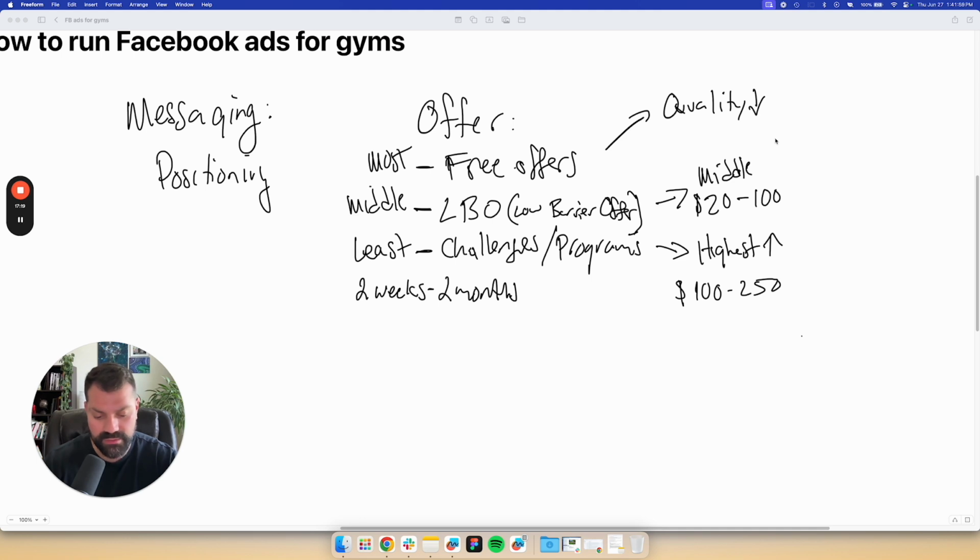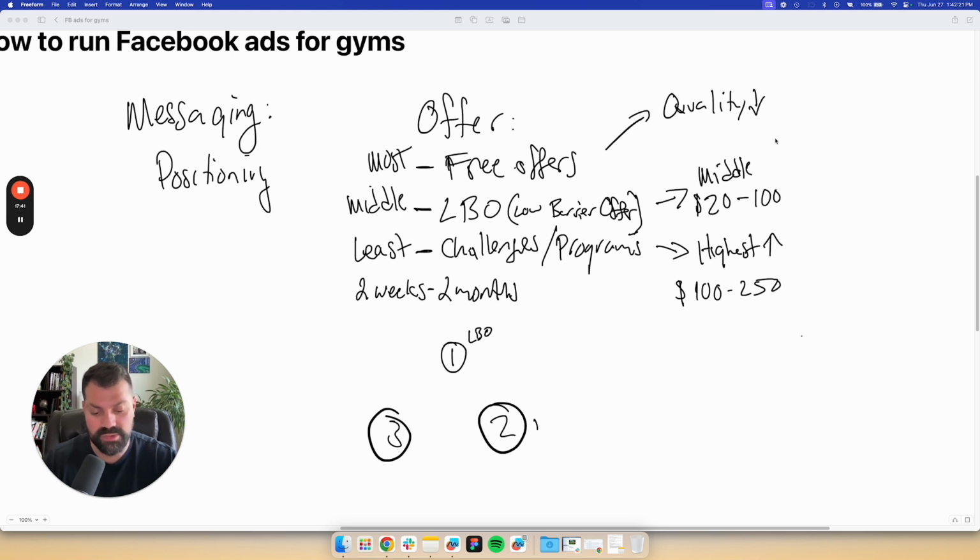And what I would do is the following. I would create 3 different kinds of offers like this, and perfect, number 3 showed up. And then what I would do is, the first one could be an LBO. The second one could be something for free. And the third one could be a challenge.